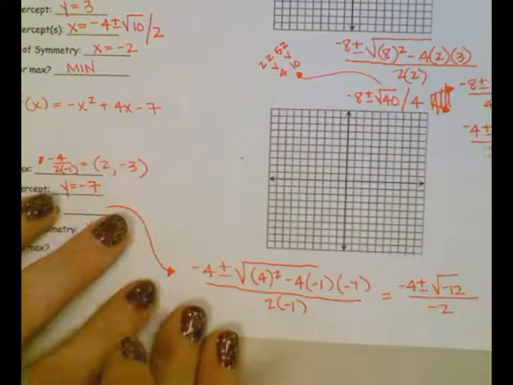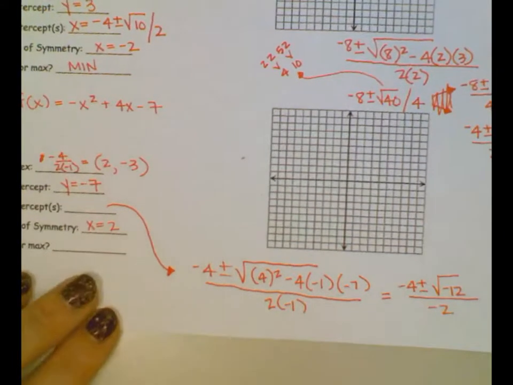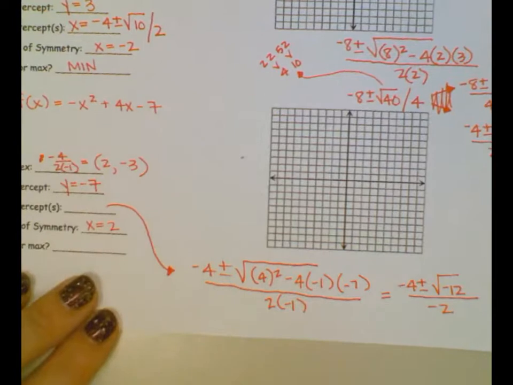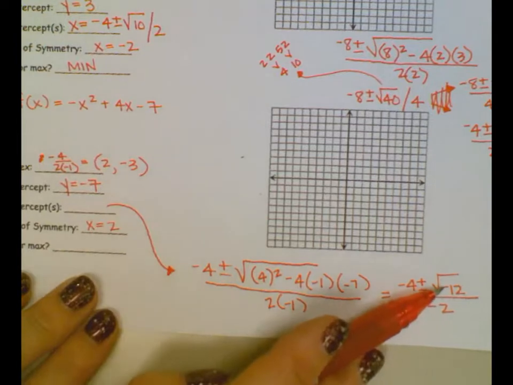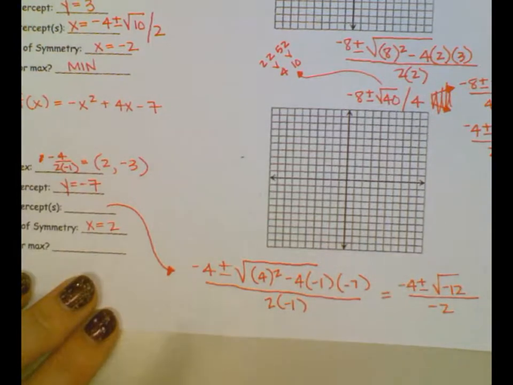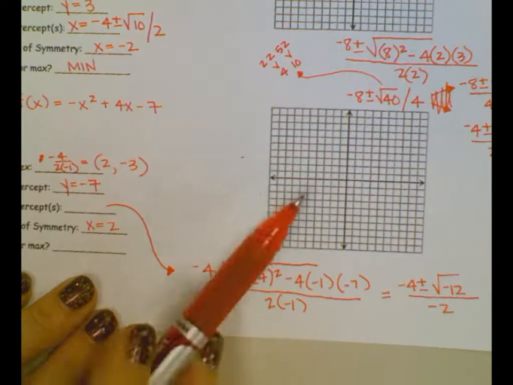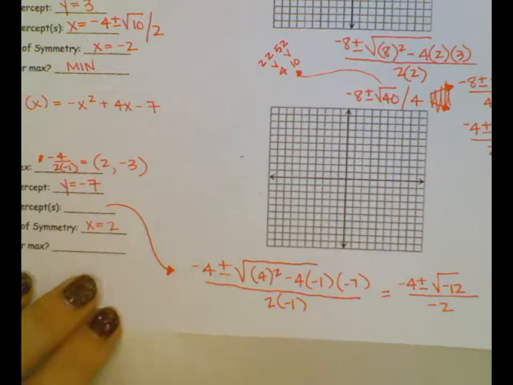Now, let me scoot it over a little bit. Automatically, you should be like, what? What's going on there that you don't really like? That negative 12, okay? That means that this is an imaginary number. So do you think we're going to graph it over here? No. So we're not going to graph it. And there is no max and min because we're not going to graph it.